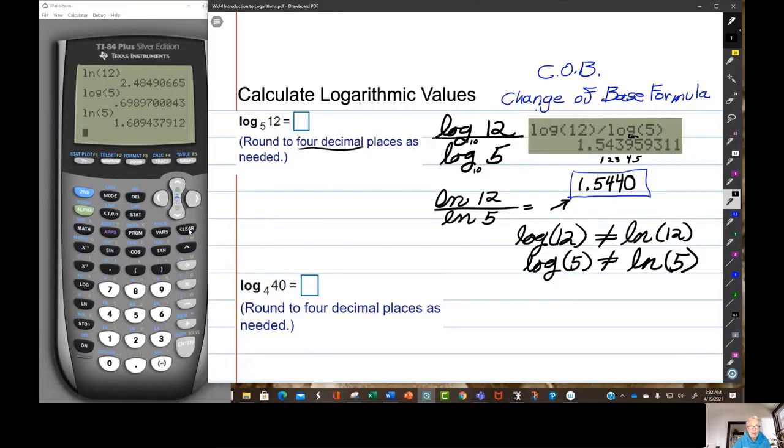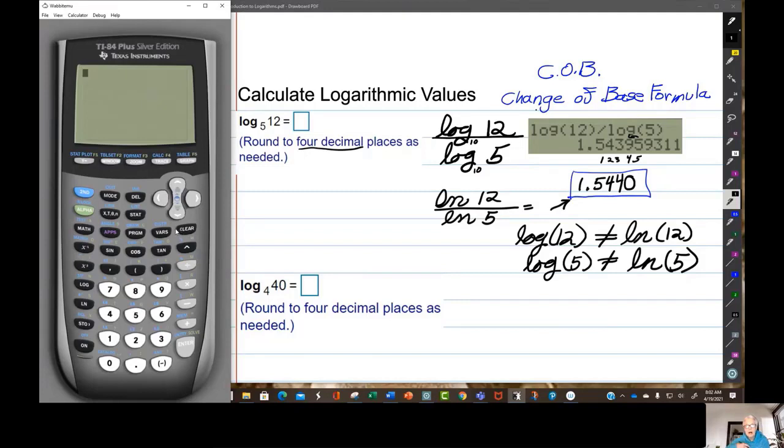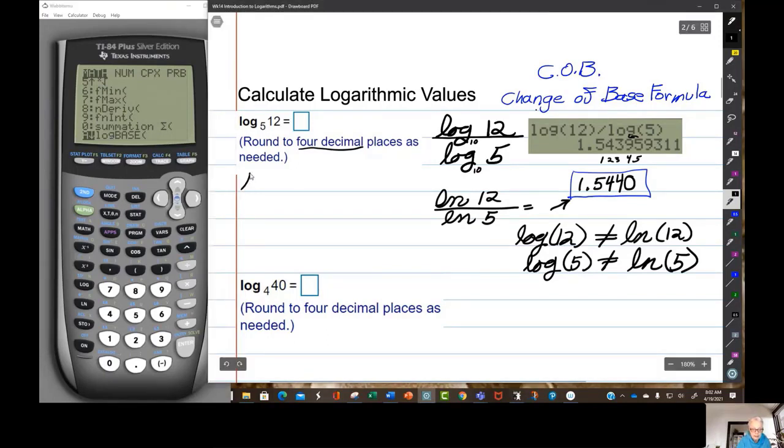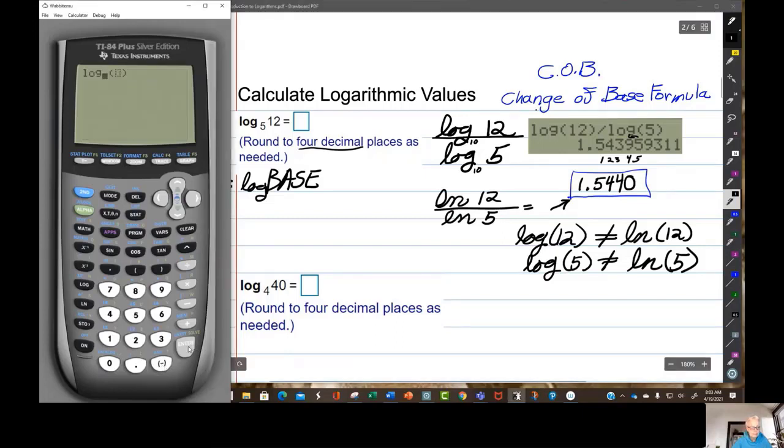Okay, now, for the newer operating system, click the math button. Now come all the way down past the numbers to A. And there you see the word log base. LOGBASE. And that's at A colon on the math menu in your calculator. I'm going to click enter. It has a little box for you to put the base and a little box for you to put the argument.